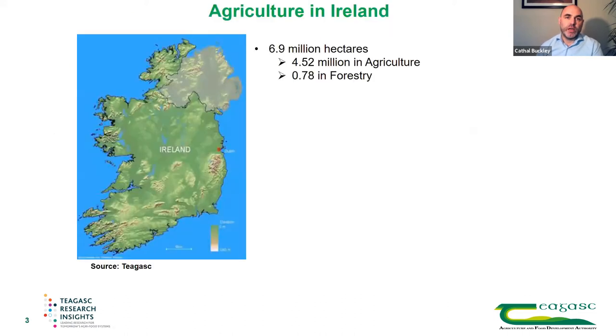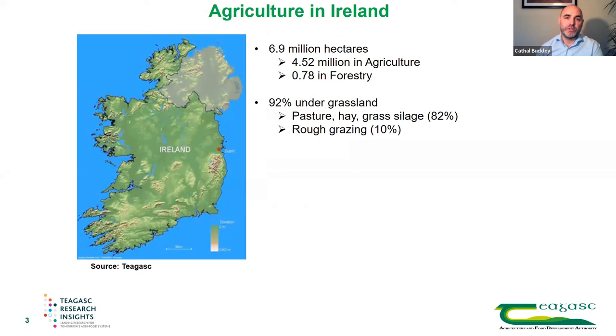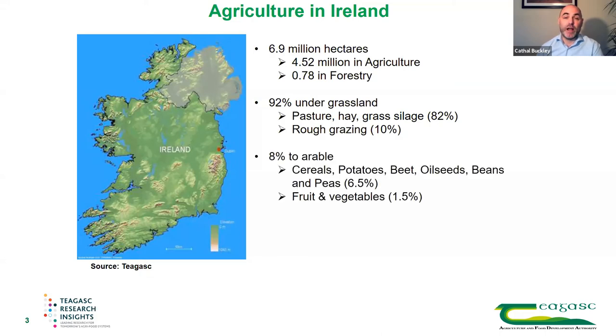So starting with agriculture in Ireland. There's 6.9 million hectares total in Ireland. Just over 4.5 is in agriculture, just under 0.8 in forestry. Of the area in agriculture, 92% is under grassland. 82% in total is in what we call managed grassland, be it pasture, hay, or grass silage, and a further 10% we classify as rough grazing, which tends to be unfertilized grassland. There's a further 8% in arable type production, your cereals, your root crops, your potatoes, your legumes, peas and beans, and about 1.5% in fruit and veg.